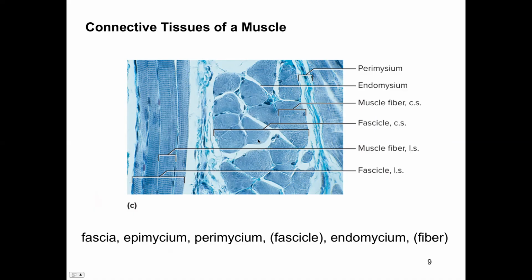So if we go in order from superficial to deep, the outermost would be the fascia, then the epimysium, which could be contiguous. Then around the fascicles you have the perimysium, and then you have your fascicle. Inside your fascicle you have your muscle fibers, and each one is surrounded by an endomysium, which is superficial to the actual cell membrane of the fibers themselves. So hopefully that makes some sense.